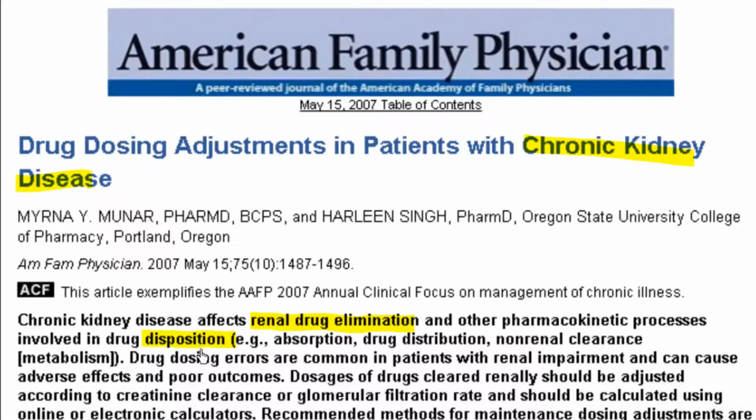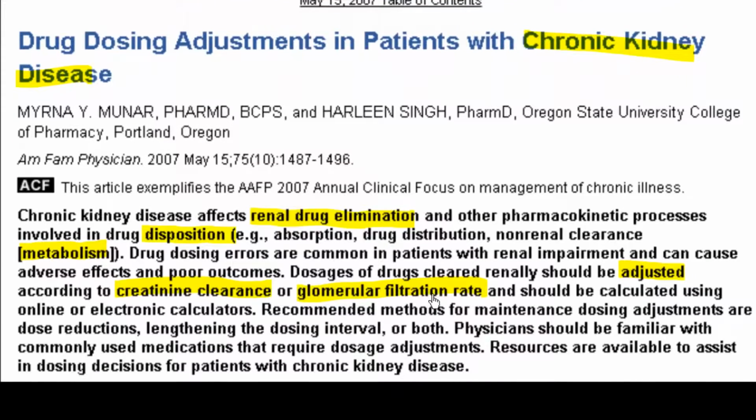It's really just referring to the ADME of pharmacokinetics: absorption, distribution, metabolism, and elimination. Drug dosing errors are common in patients with renal impairment and can cause adverse effects and poor outcomes. Dosages of drugs cleared renally should be adjusted according to the creatinine clearance or glomerular filtration rate. And now you understand why. And they should be calculated using online or electronic calculators. When I was saying we have those population-wide studies, that's how we calculate it.